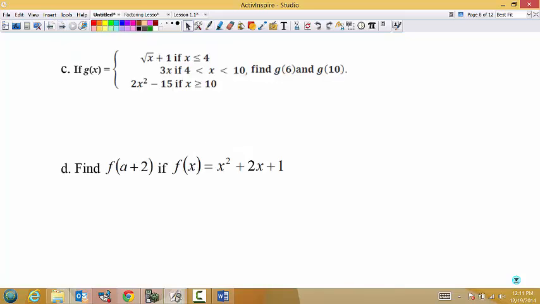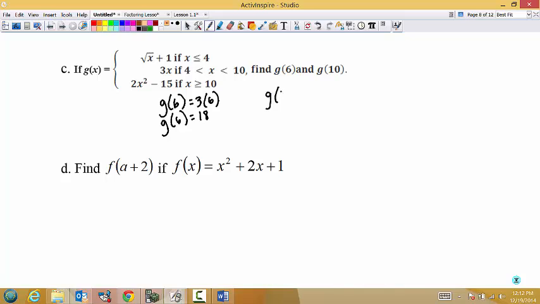C is what's called a piecewise function. If you want to evaluate g of 6, you figure out where 6 would fall. Would 6 be less than or equal to 4? Would 6 be between 4 and 10, or would 6 be greater than or equal to 10? Well, 6 would be between 4 and 10, so g of 6 means I fill the 6 in to the 3x. So g of 6 would equal 18.